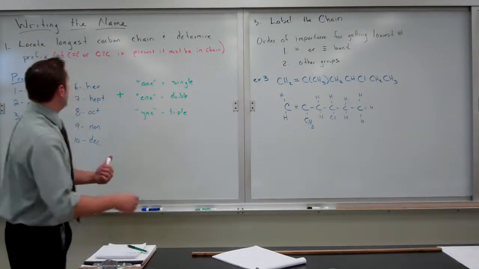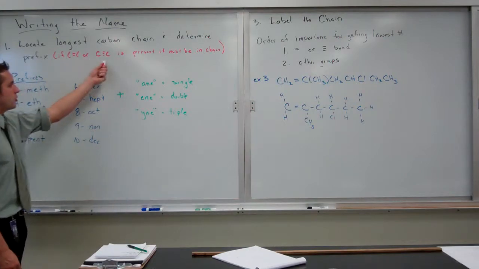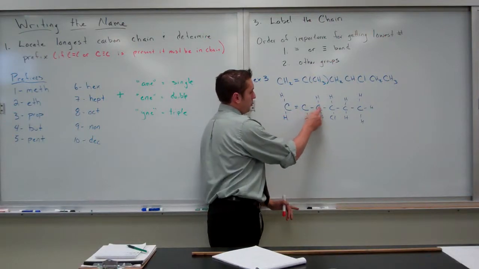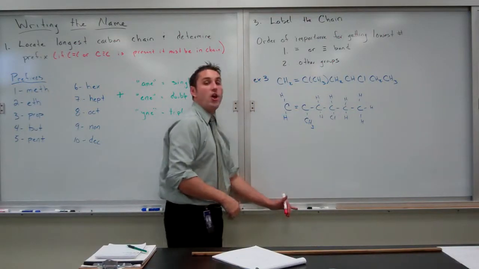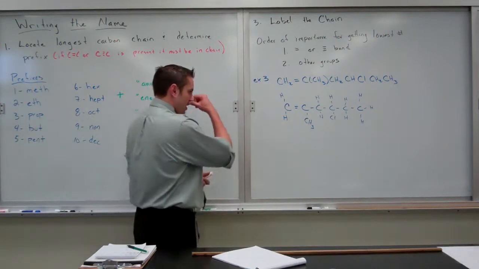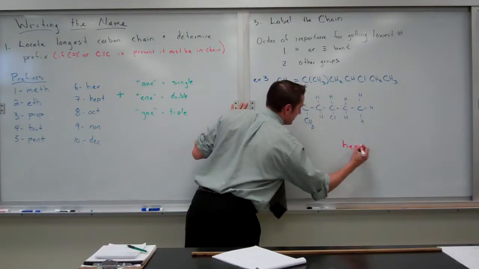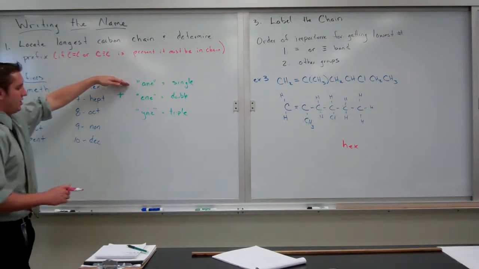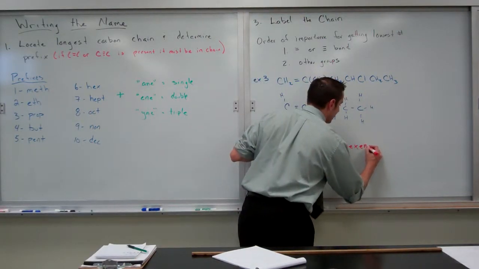So, first thing I need to do is find my longest carbon chain. Remember, if there's a double or triple bond, it has to be in the chain. So you could have asked, is this a 1, 2, 3, 4, 5, 6 chain, or 1, 2, 3, 4, 5, 6 chain? You have to use the one with the double bond in the chain. Next thing we'll do is write the prefix for 6, which is hex. Then we'll put the correct ending on it. Is it singles, doubles, or triples? It is double, so we're going to call it hexene.